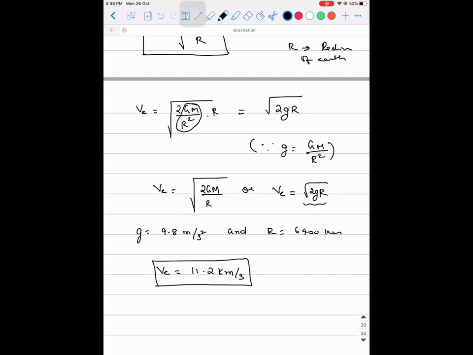It is independent of the mass of whom? Mass of the particle.